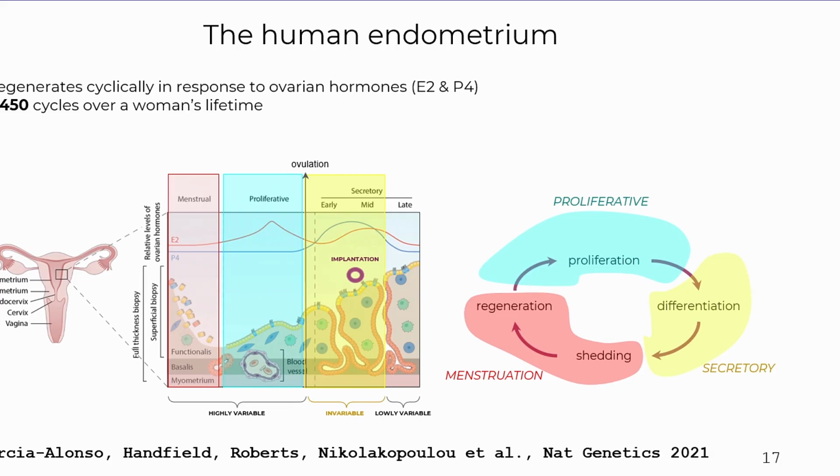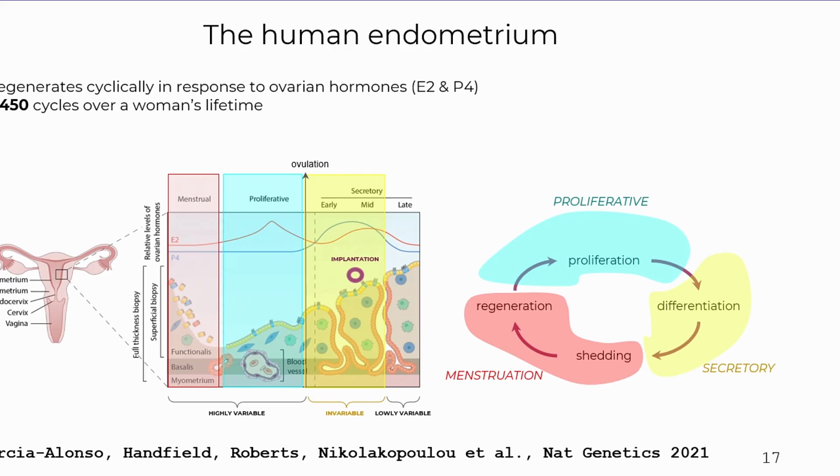So what is fascinating about the endometrium is that it regenerates cyclically in response to the ovarian hormones, estrogen and progesterone, and this is really a perfect regeneration that occurs without scarring. So there is a lot to be learned from this tissue. And it's quite fascinating that this happens more than 400 times over a woman's lifetime. So it goes through cycles: during menstruation there is the shedding of the tissue, then during the proliferative stage, in the presence of estrogen, cells regenerate, and then there is a differentiation in the presence of progesterone that is happening in the secretory phase.